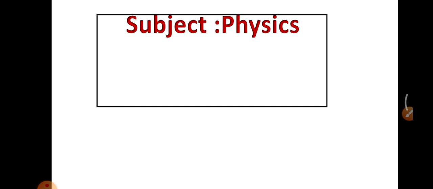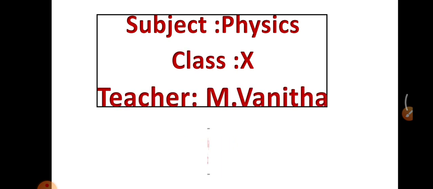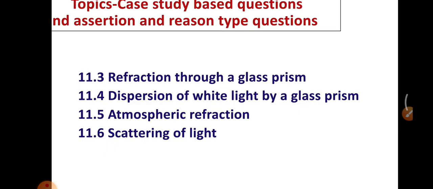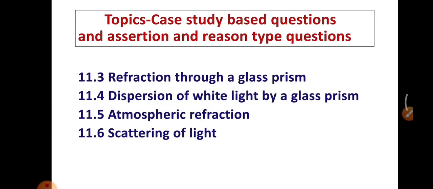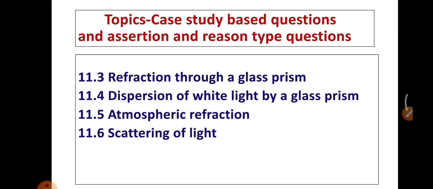Today we are going to see the subject physics, class 10, Chapter number 11 Human Eye and Colorful World. Topics: case study based questions and assertion and reason type questions based on the topics 11.3 Refraction through a glass prism, 11.4 Dispersion of white light by a glass prism, 11.5 Atmospheric refraction, 11.6 Scattering of light.